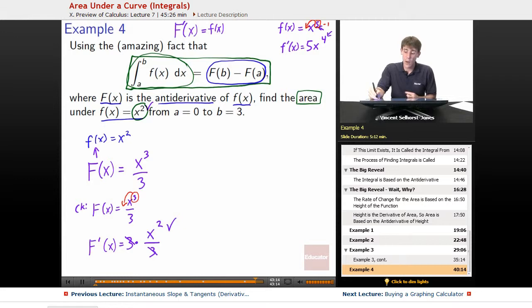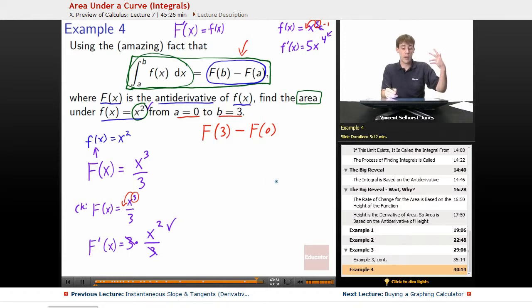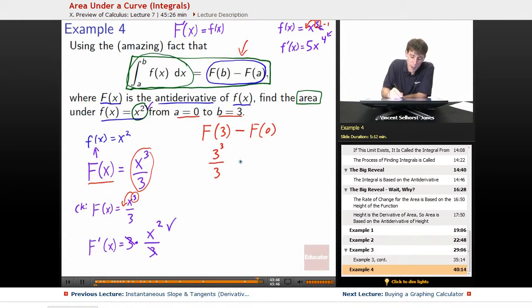At this point, we can use this portion of the formula. So big F evaluated at what's our b? 3, minus big F evaluated at what's our a? 0. So big F of 3 minus big F of 0: the antiderivative of our function evaluated at the far end minus the antiderivative at our starting location, the ending location minus the starting location. Big F of x is x cubed over 3, so we've got 3 cubed over 3 minus 0 cubed over 3.